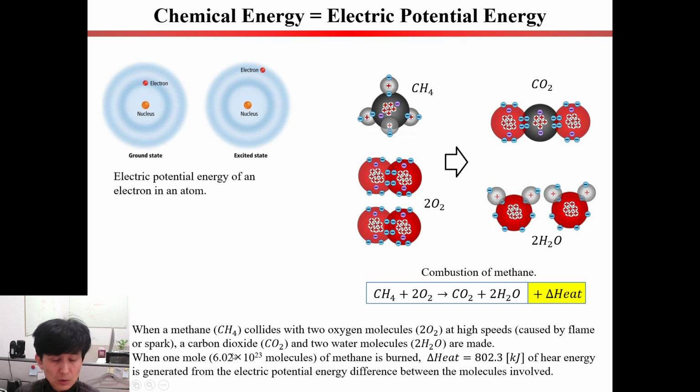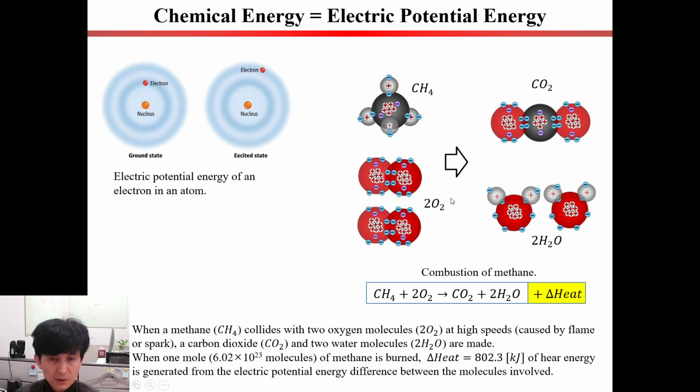If 1 mole of methane is burned, then it generates about 800 kilojoules of energy, and we use this energy to run an engine or to heat water and so on. These are called chemical energy, but that is basically potential energy under electric force.